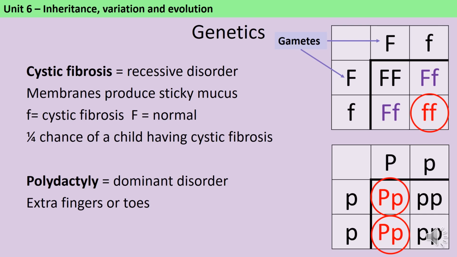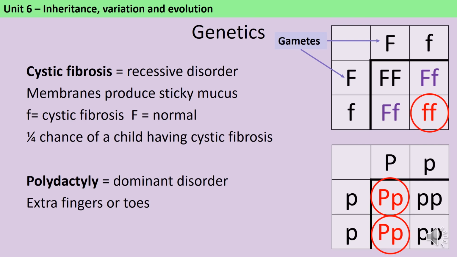Cystic fibrosis is a disorder that affects the membranes and it causes them to produce lots of sticky mucus. So this can lead to difficulty breathing because of the membranes in the lungs and also problems with the digestive system because of the membranes in the small intestine. In filling in this genetic diagram, we're going to pick one letter to use for the gene, and then we're going to use a capital letter to show the dominant allele and a lowercase letter to show the recessive allele. It's normal to use F for cystic fibrosis, but it doesn't matter if you're using another letter.